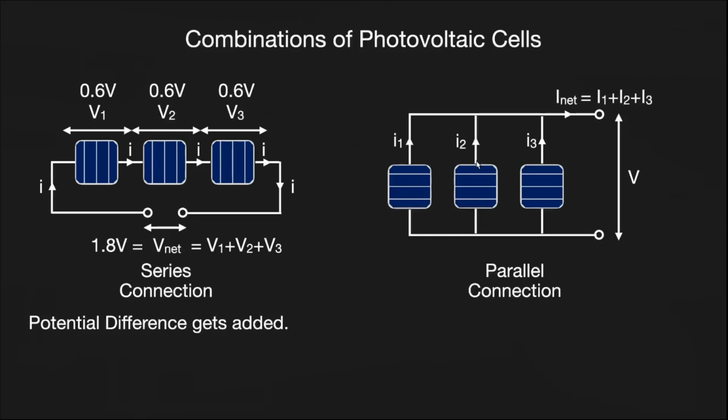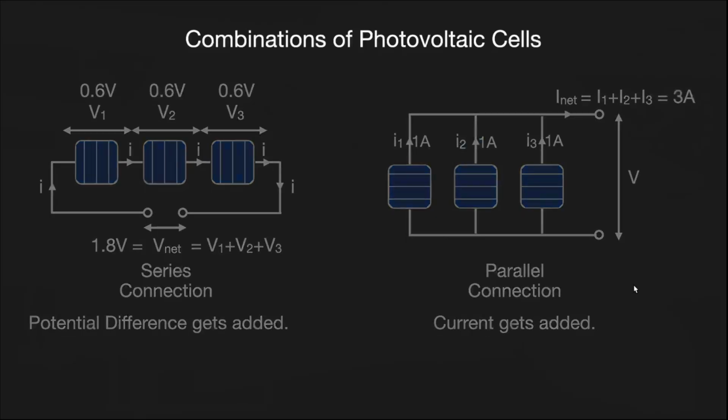And let me give some numbers. Let's say this was 1 ampere, this was 1 ampere, 1 ampere. So the net current is going to be 3 amperes, right? Just like any other parallel connection, the current gets added up. I'd like you to pause for a moment and just have a look at this before we move to the next slide, because the next slide is going to combine both series and parallel connections.